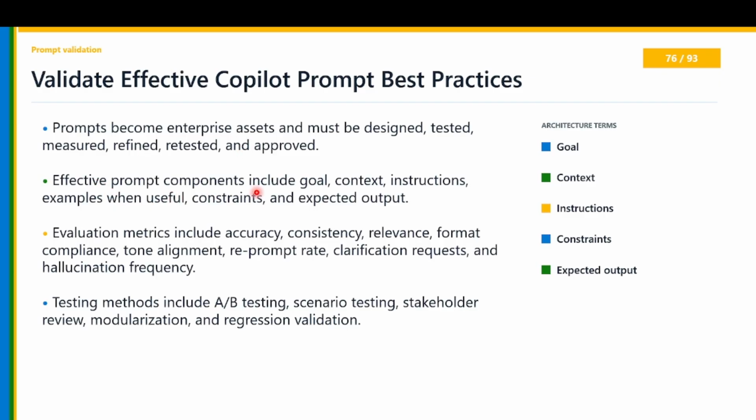Effective prompt components include goals, context, instructions, examples when useful, constraints when needed, and expected output. Very, very important, as we have discussed in the architecture. We have evaluation metrics. Evaluation metrics for prompt include accuracy, consistency, relevance, format compliance, tone alignment, reprompting rate, clarification request, and hallucination frequency. So these are very, very important.